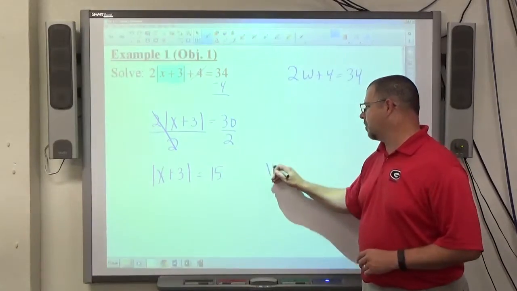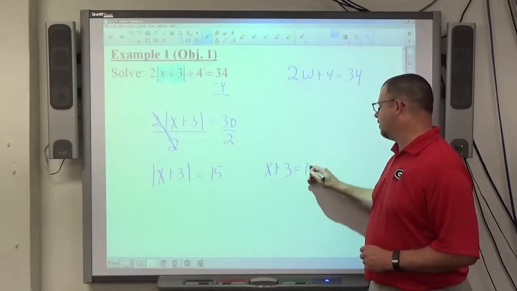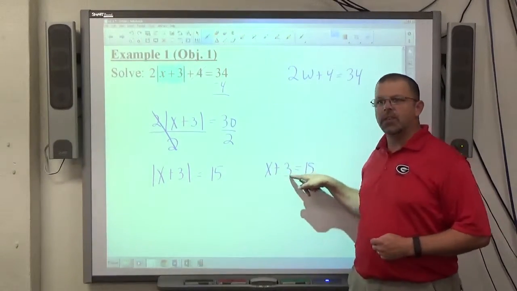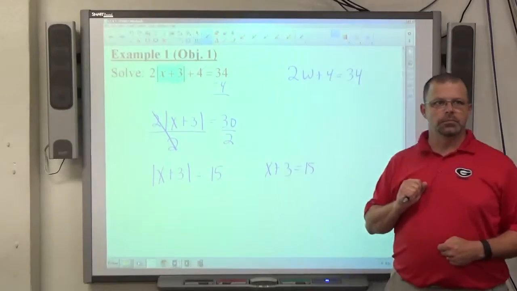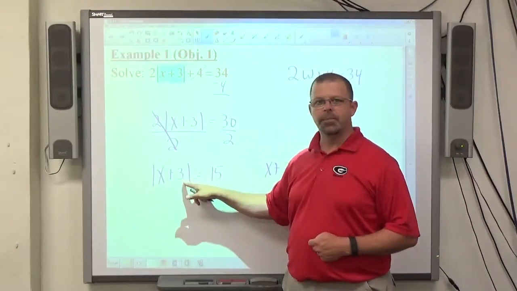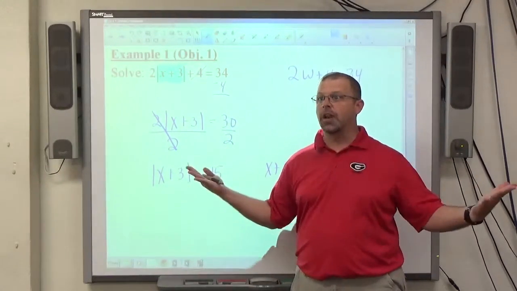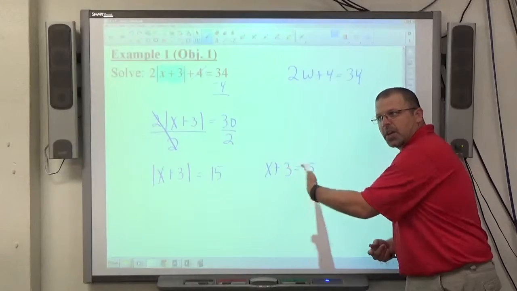So if x plus 3 is equal to positive 15, the absolute value bars keep it positive 15, and this right here will get us an answer to that problem. If we try it out, what's 12 plus 3? 15. And the absolute value of 15 is? 15. So x equals 12 is an answer, right? This equation right here is going to get us x equals 12.